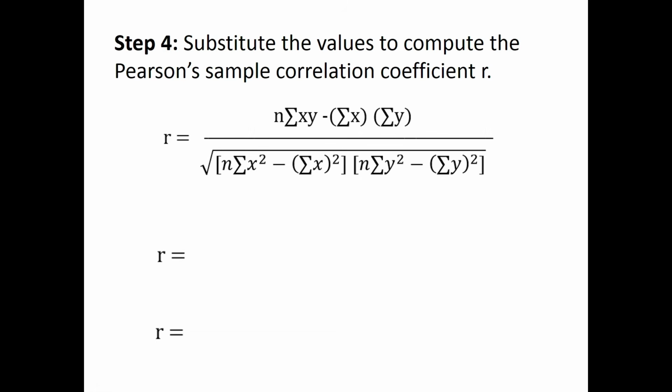So let us now proceed to step 4. Step 4 will be about substituting the values to compute the Pearson sample correlation coefficient. Alright?